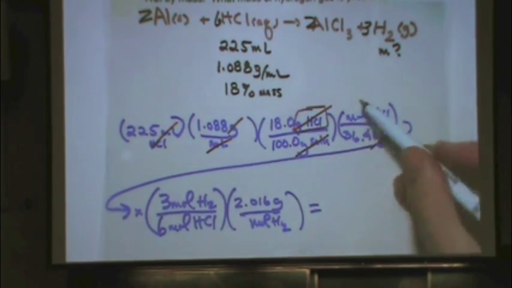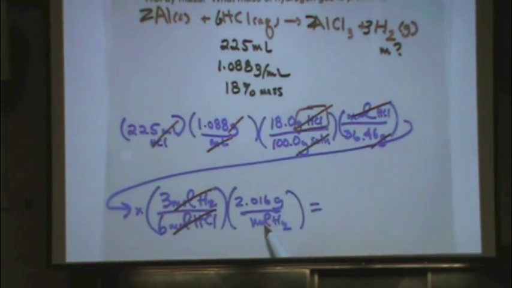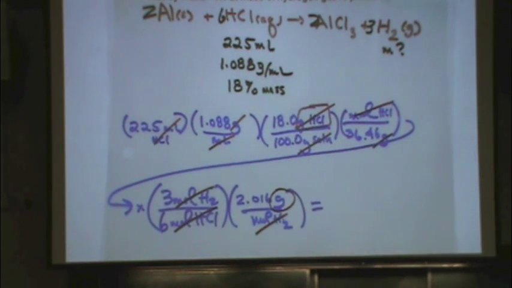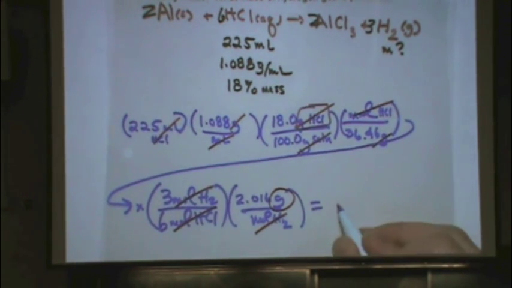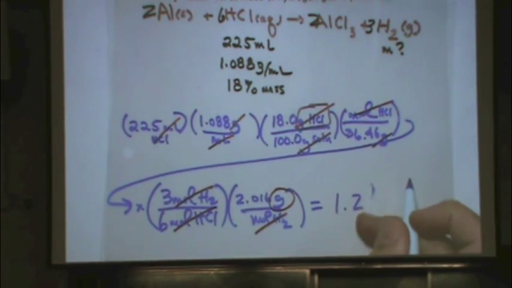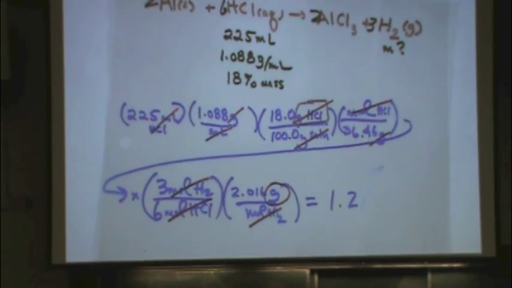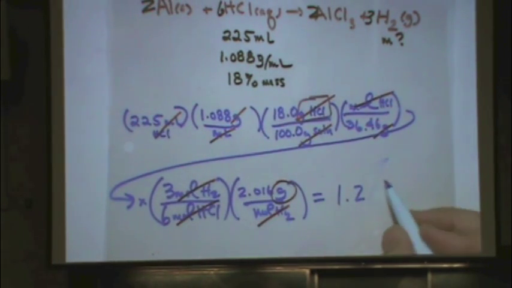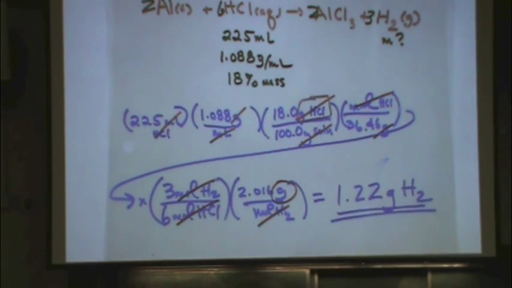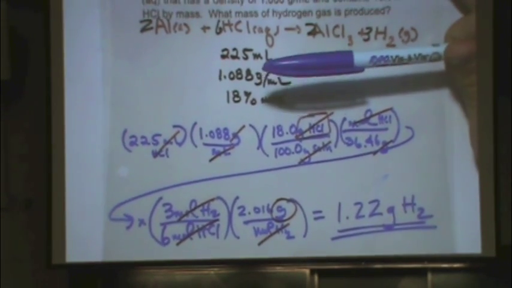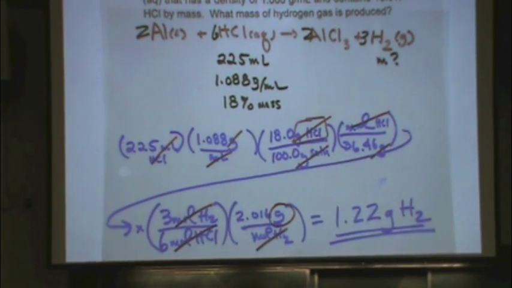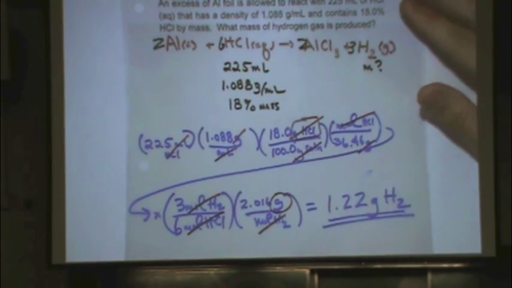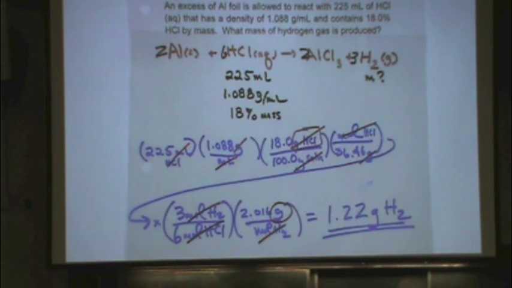Everything now has canceled. I've lost the moles of HCl, and I've canceled the moles of H2. I'm left with grams of H2, which in this case is 1.21. How many sig figs do I want here? I should be looking at 3, so it's 1.22 grams of H2 as my final answer. I wanted 3 sig figs because the smallest number of sig figs in the question was 3, with the 225 milliliters. All right, any questions on this one?